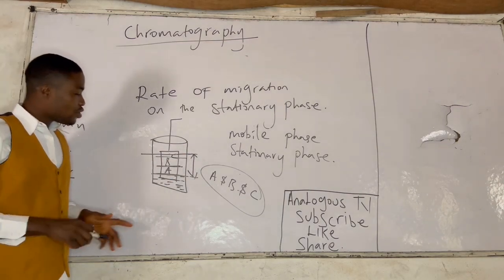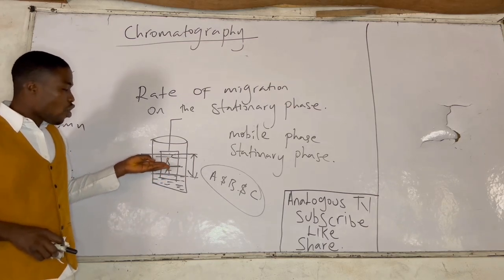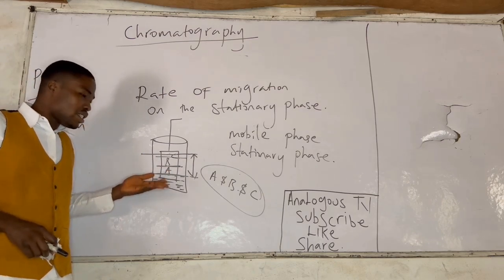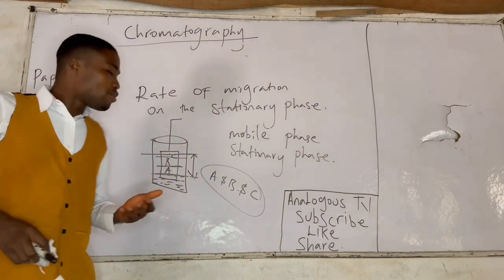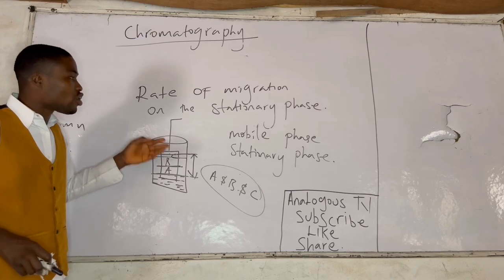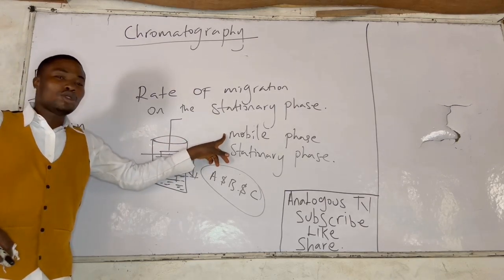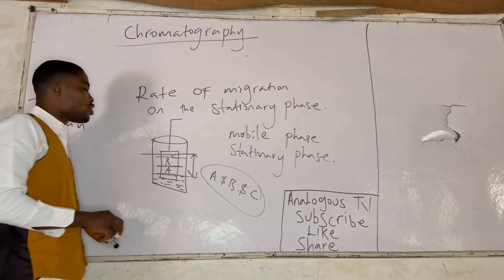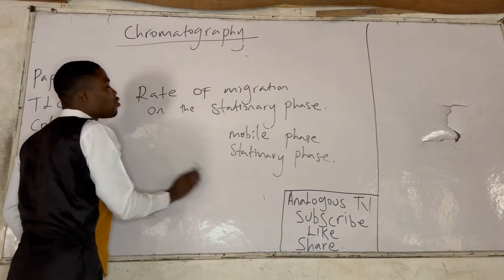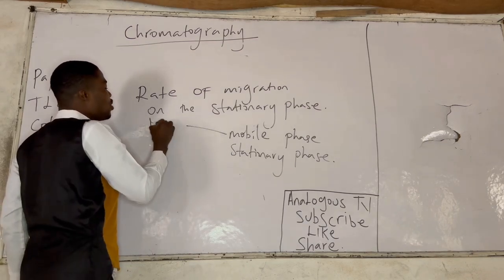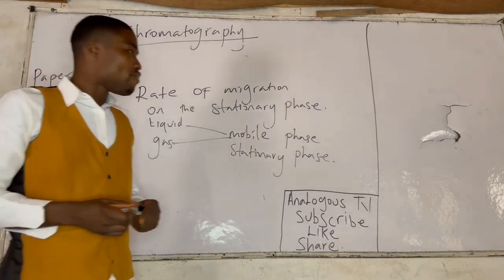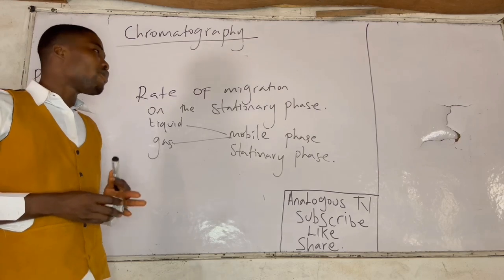So you see that the solvent helped them to travel on the stationary phase. The phase in chromatography that helps to carry the solute you are about to separate on the stationary phase is called the mobile phase. The mobile phase is usually of two types. Based on the mobile phase, you can have liquid chromatography and gas chromatography.